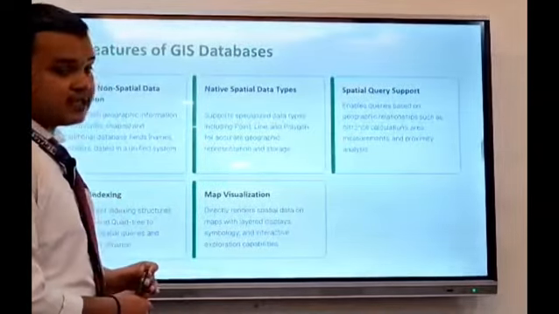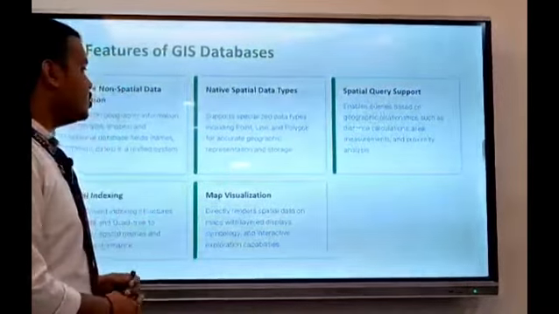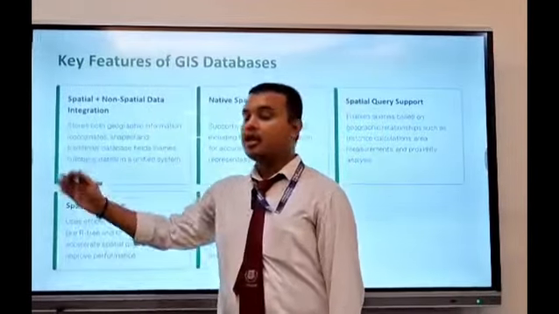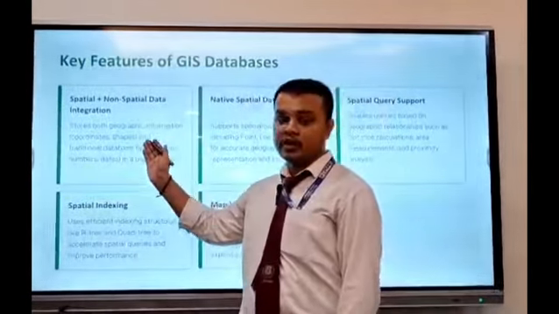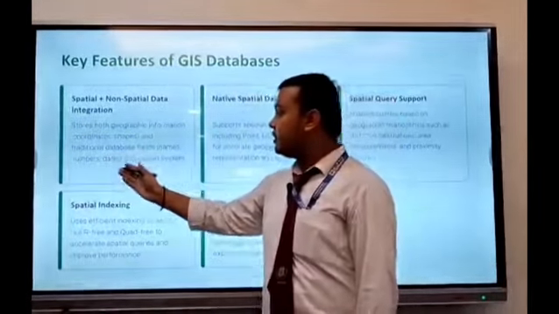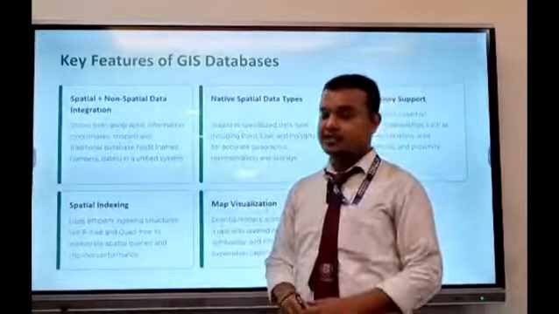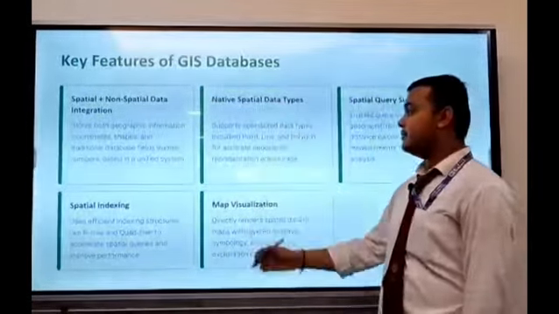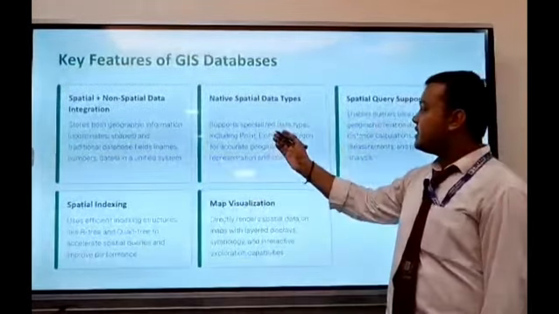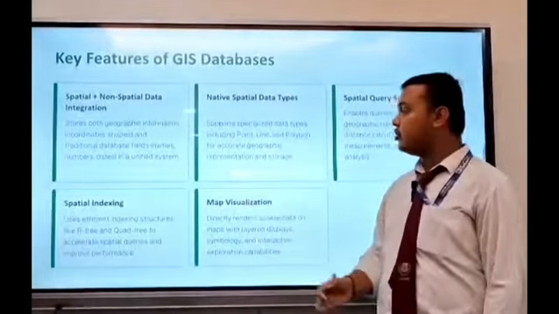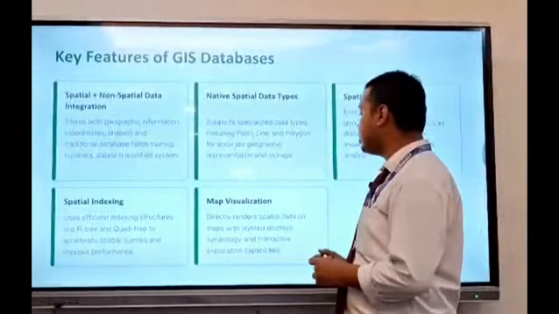Next one is the key features of a GIS database. So the first key feature is spatial plus non-spatial data integration, in which it stores both geographical information and traditional database fields, names, numbers, in a unified system. Next feature is native spatial database data types. It supports specialized data types including points, lines, and polygons for accurate geographical representation and storage.